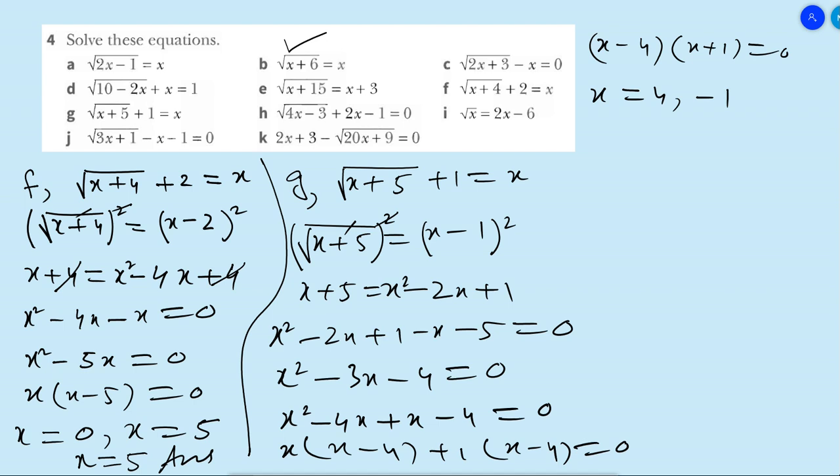But the only acceptable answer is x = 4, because −1 will not satisfy the question. Kindly check each and every question. I left this work for you. Come to part H.